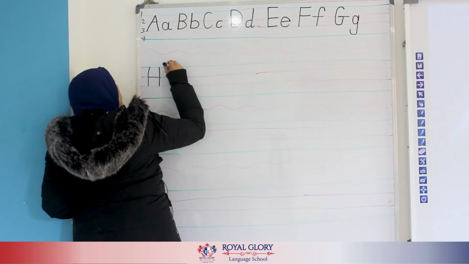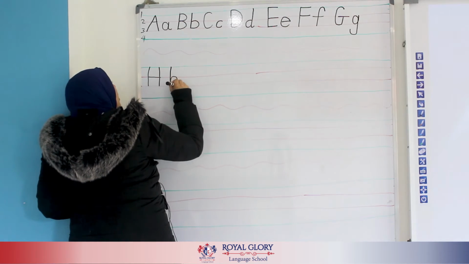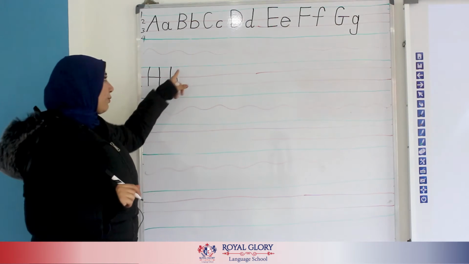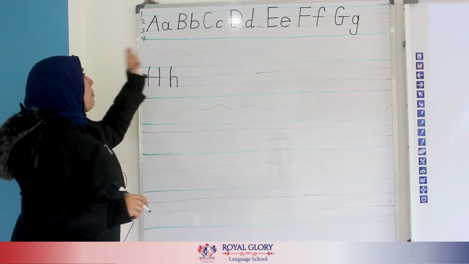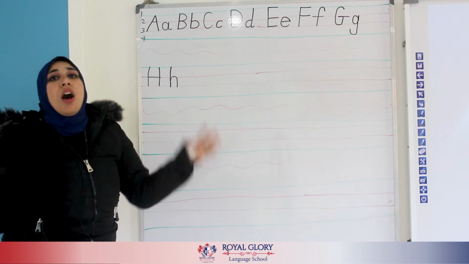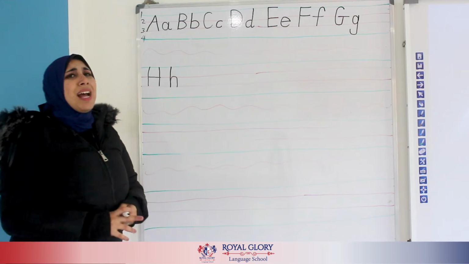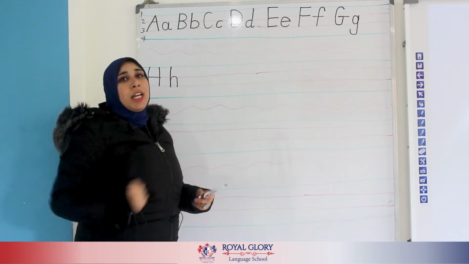From line number 1 to line number 3 again, down, make a curve line down, like this, from 1 to 3, okay? A, B, C, D, E, F, G, H. After H, I, sound of I, E, sound of I, E.